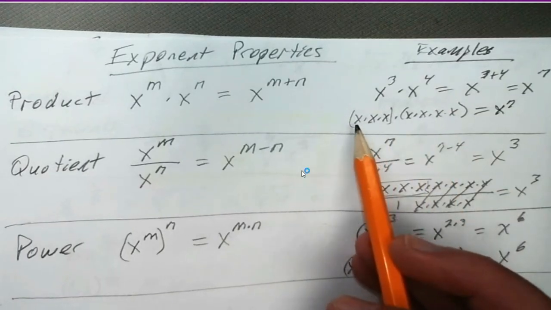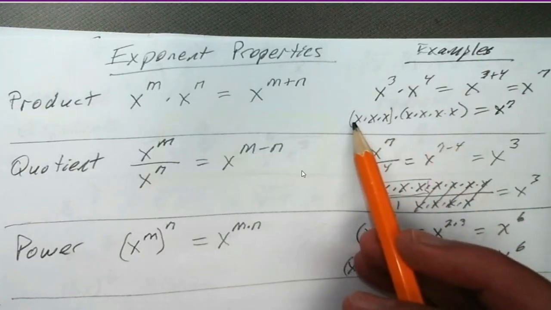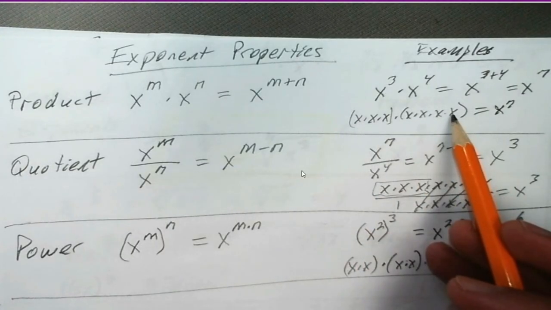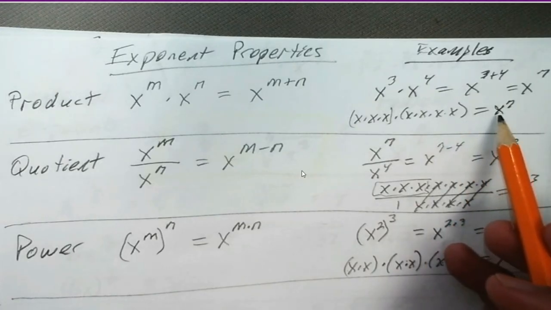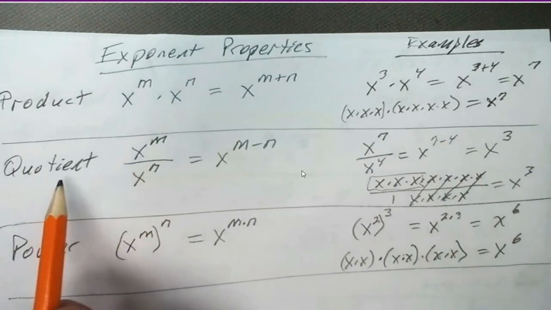X to the 3rd is x times x times x, and then x to the 4th. And when you get all of those written out, you've got x being multiplied by itself, times itself, 7 times. So it is x to the 7th. So that was our product property. We also had the quotient property we looked at.